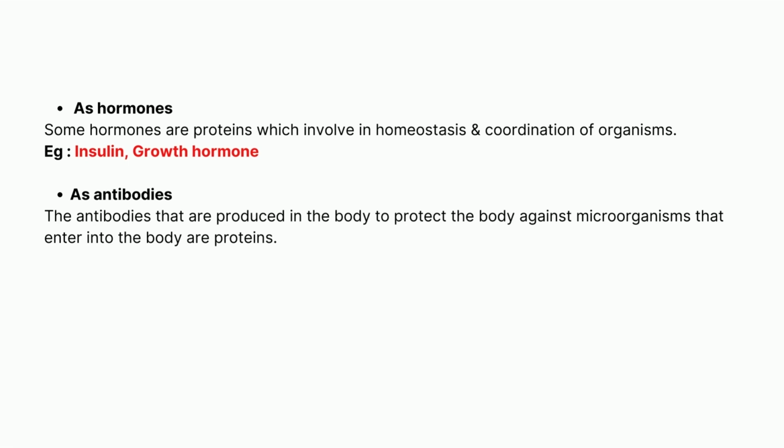Example, to convert sucrose into glucose, sucrose has to be heated with a dilute acid. But the enzymes present in the digestive system do the same reaction at a low temperature. As hormones, hormones are some of the proteins which are involved in homeostasis and coordination of organisms. E.g., insulin, growth hormone. We will study further about the hormones in our upcoming units. As antibodies, the antibodies are produced in the body to protect the body against microorganisms that enter into the body. Some of these are proteins.